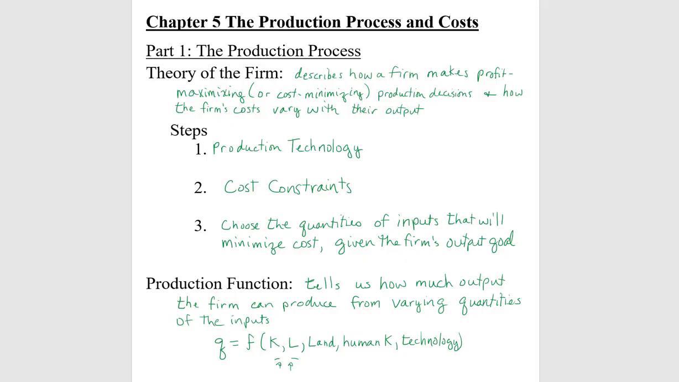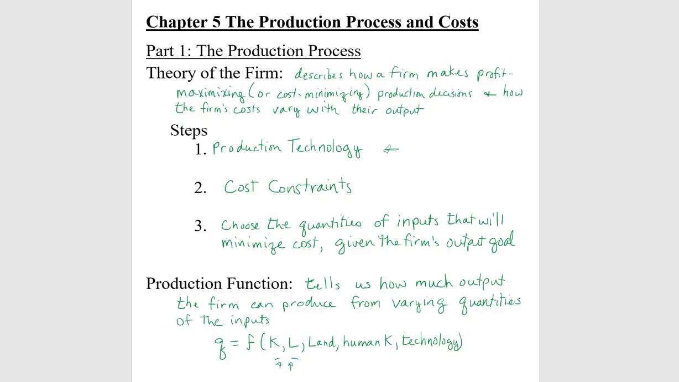But it could be a function of land, could be a function of human capital, right? Human capital are those skills and abilities that our workers have acquired, and certainly it is a function of technology. For our conversation, we're going to think about technology as part of this step 1 here in the production function. Different production technologies are going to give us different production functions.